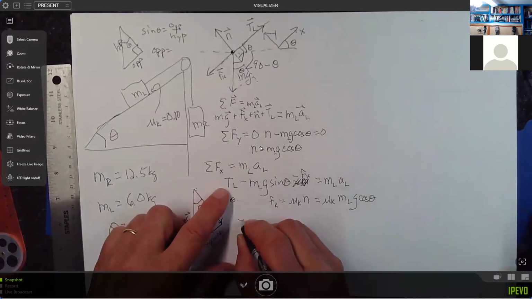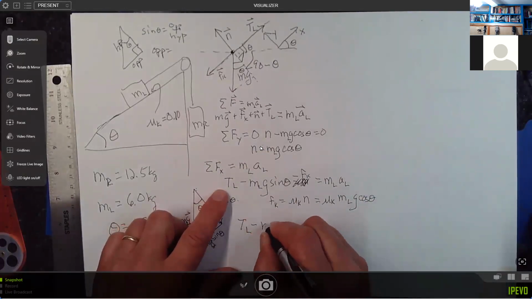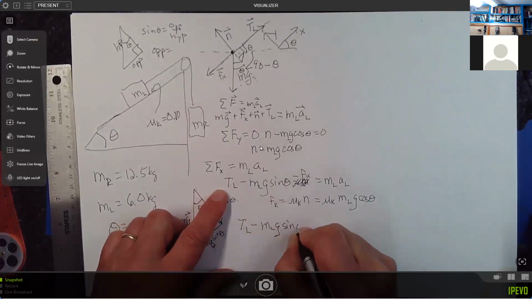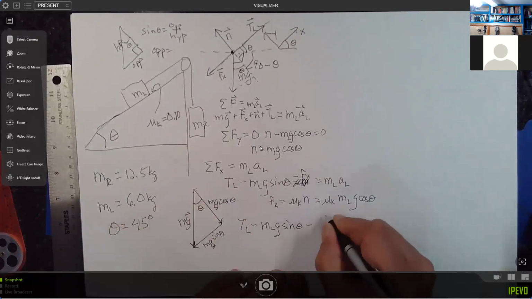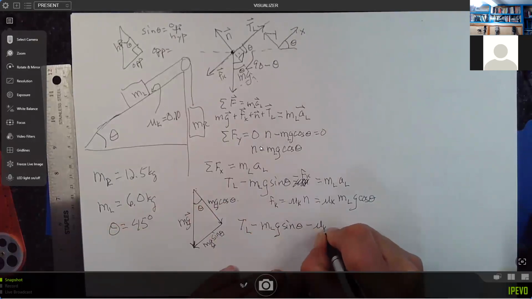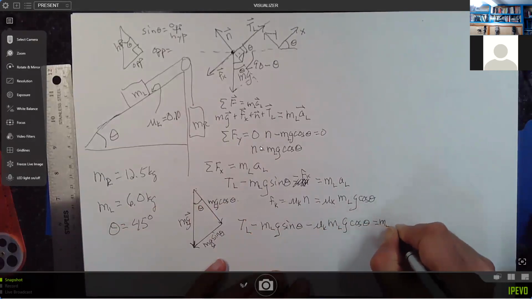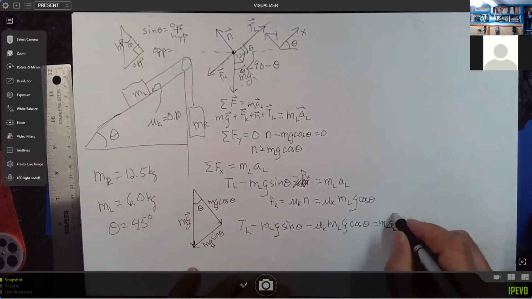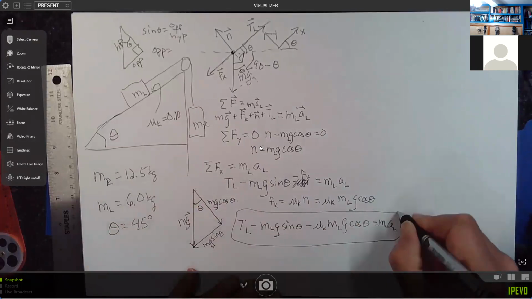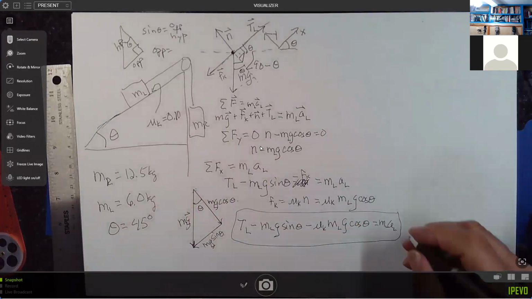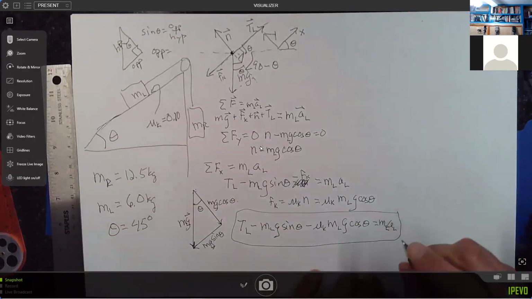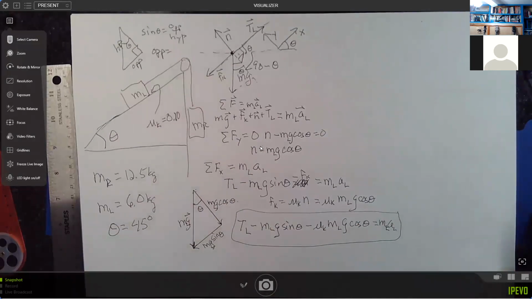So we'll have T sub L minus M sub L G sine theta minus mu sub K M sub L G cosine theta equals M sub L A sub L. Okay, that's a long equation and we're only halfway through. We haven't done the right mass yet, but we should be able to do it.